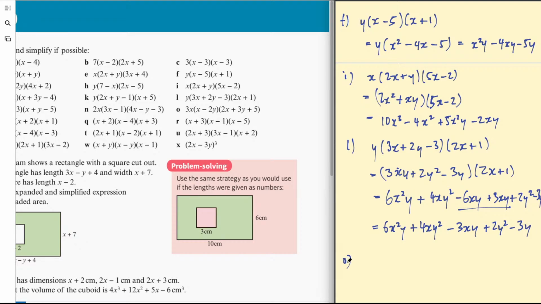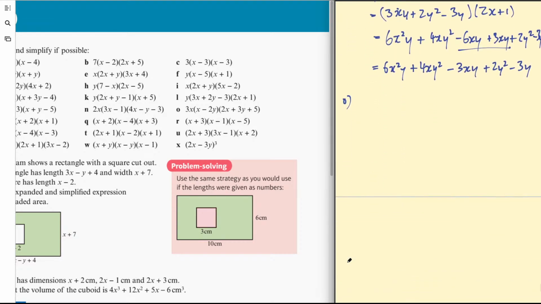Whew, these take a while, even though it's just like following a method, but it just takes a long time.